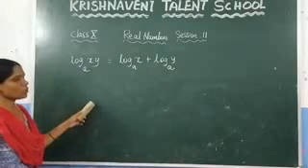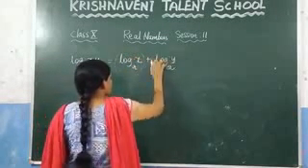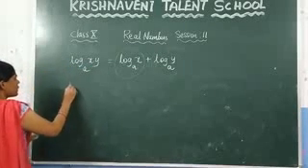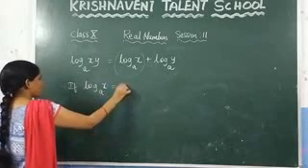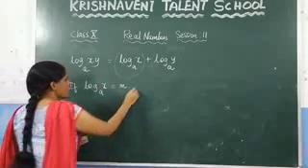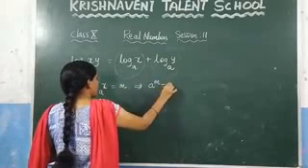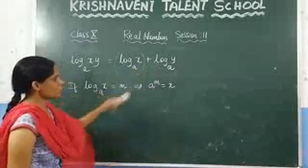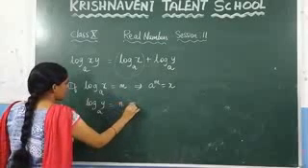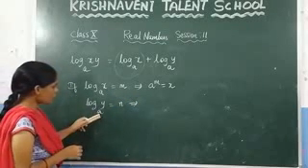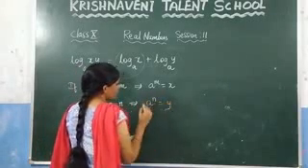And if you want to prove this property, how do you prove it? Now here, let us consider this value as some value m and this value as some value n. If log x to the base a is equal to m, then from this condition, by using the exponential form, we can write a power m is equal to x. Now consider log y to the base a, and let us consider this value as n. Then by using the exponential form, you can write a power n is equal to y.